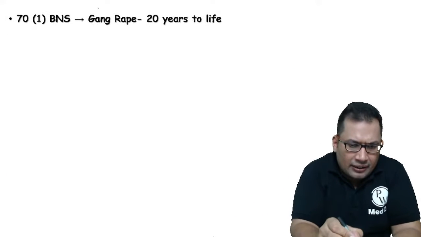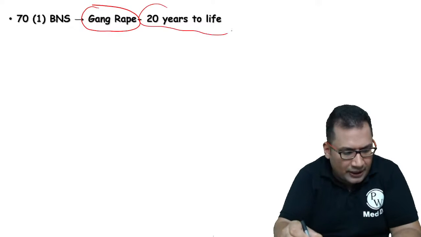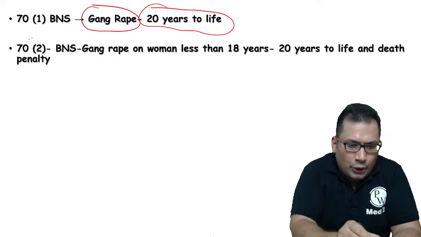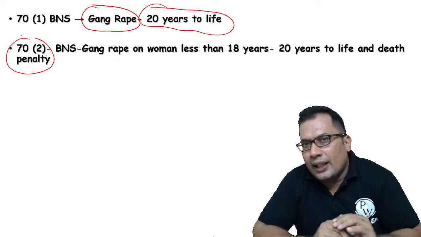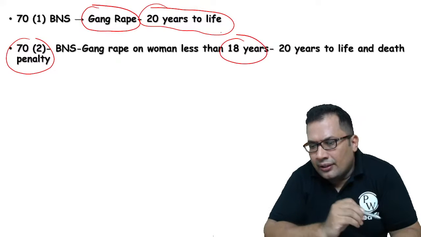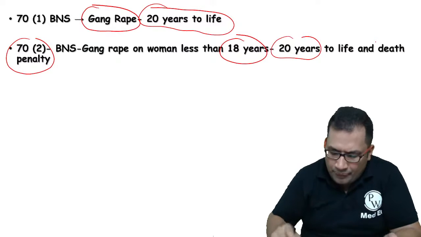So 69 BNS we already discussed. जो वादा किया वो निभाना पड़ेगा. That is what 69 BNS is, right? 70, that is gang rape. The punishment is 20 years to life. 72, that is gang rape on a woman of age less than 18 years. The punishment is 20 years to life or death penalty.